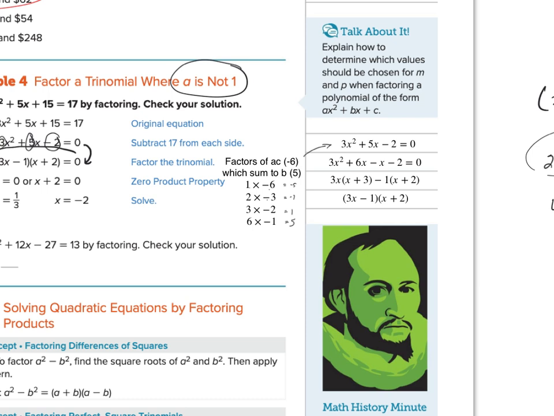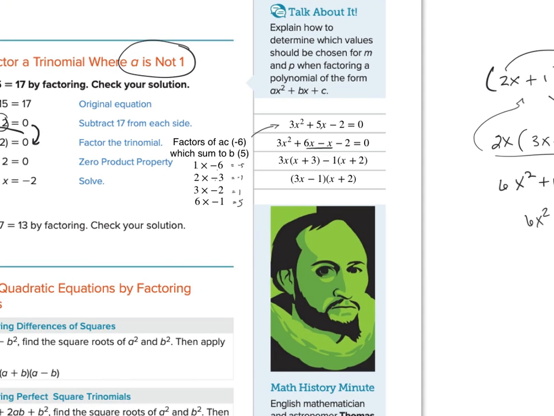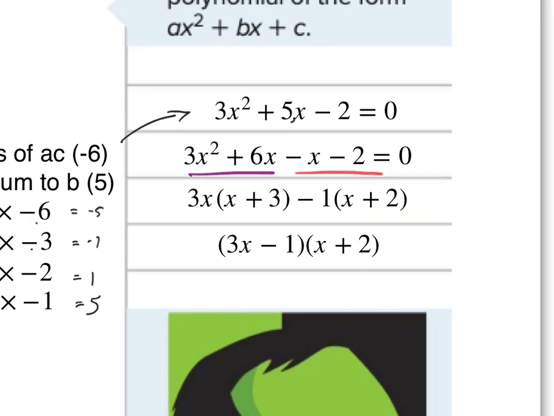So I'm going to break 5x up into 6x minus 1x. And now I still have the equivalent expression, but now I have 4 terms. I've reversed that combining process, and I can now factor by grouping. So here I can turn around and group the first 2 terms, group the second 2 terms, and then what do 3x squared and 6x have in common? Their greatest common factor is 3x.